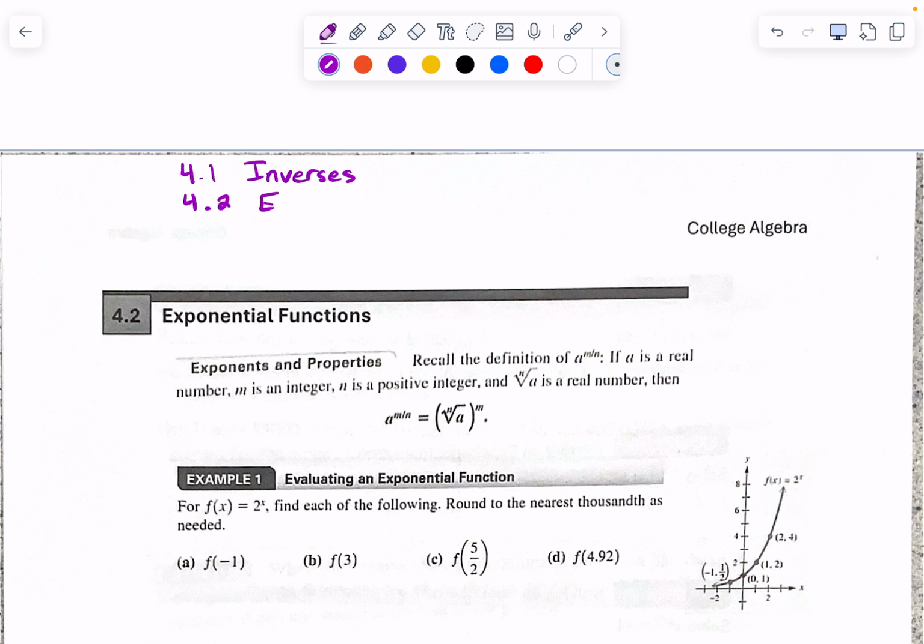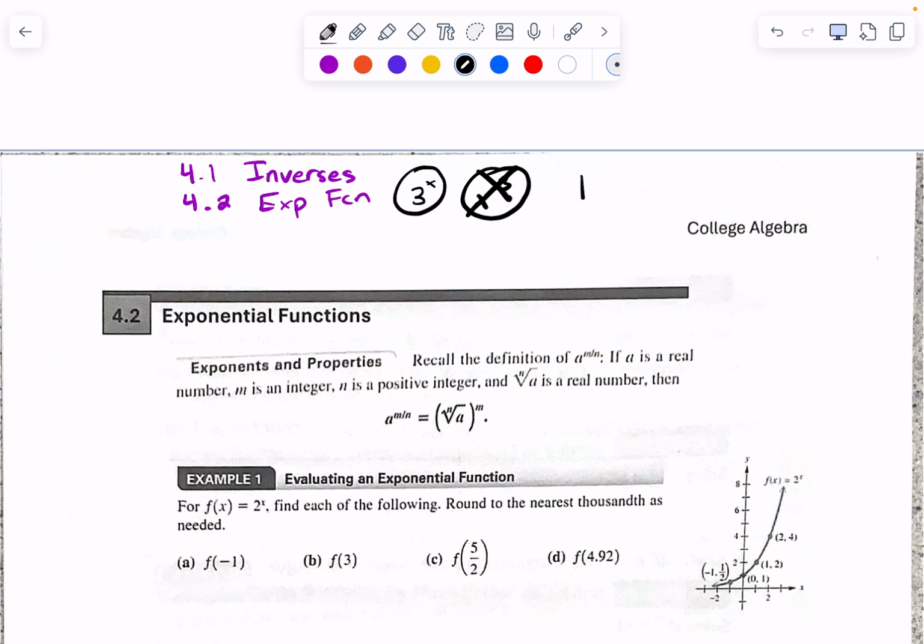4.2 is exponential functions. Do you know what an exponential function is? Like if you graph it? Nope, x to the third is a polynomial. It would be like 3 to the x power, where the exponent has the variable, right? X to the third power is just a cubic function, okay? So this is a polynomial, where this is an exponential function.